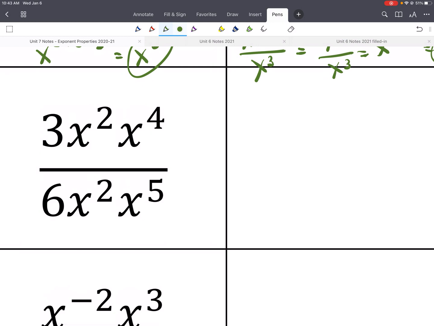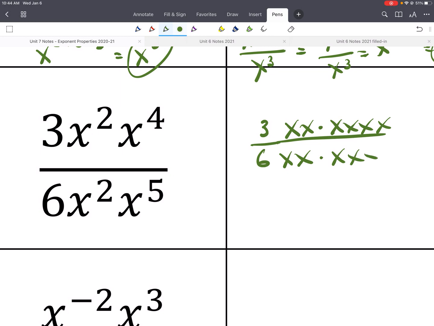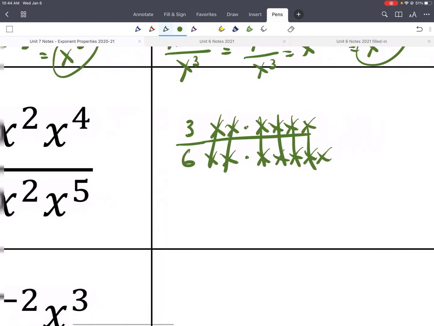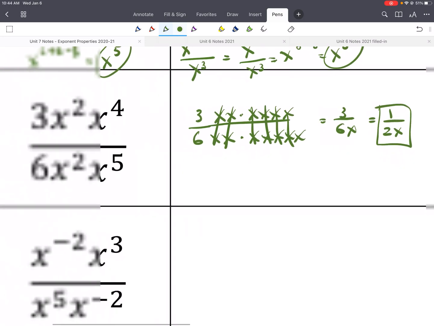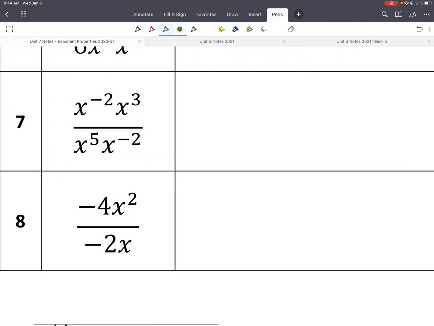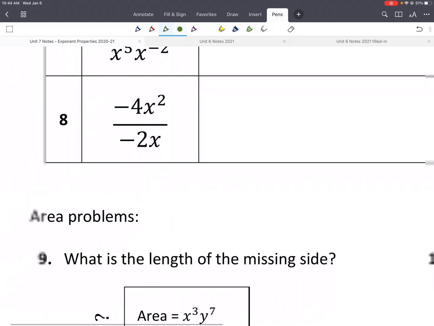All right, so here I'm just going to expand this all out. So 3 over 6, and we have 2 x's here, and then 4 x's here, and then 2 x's here, and then 5 x's here. Cancel, cancel, cancel, cancel, cancel, cancel. And that leaves me with 3 over 6x. But we can simplify the coefficients, the 3 and the 6. That's just the same as 1/2. Right. Couple more. If you're feeling good, then you could probably just skip to 9 and 10.